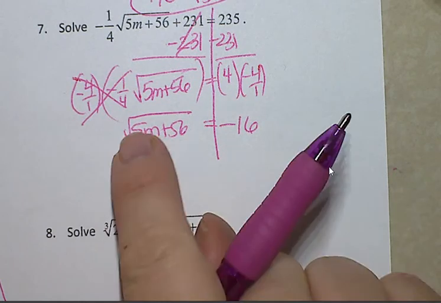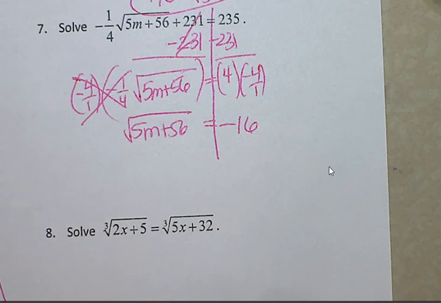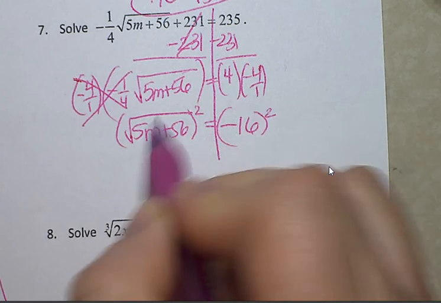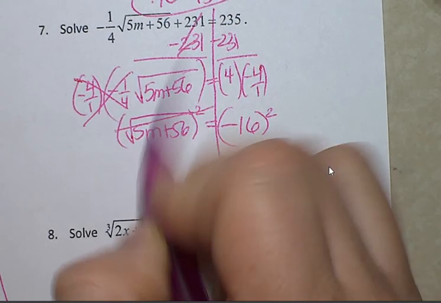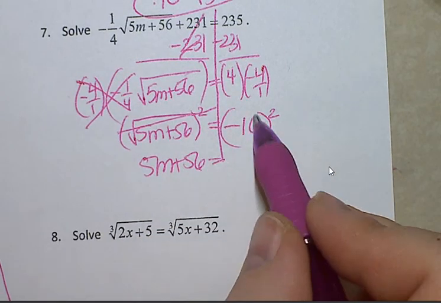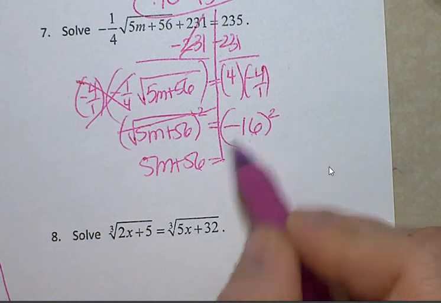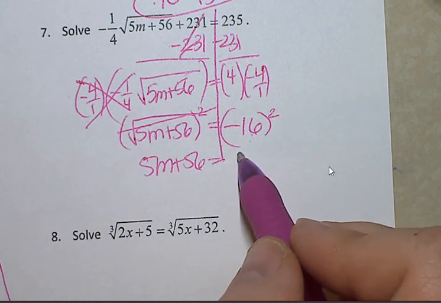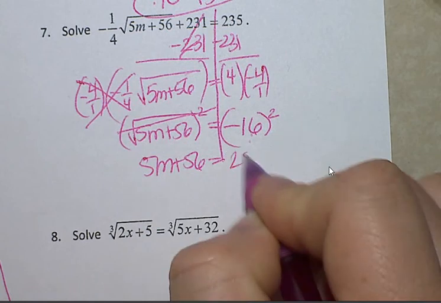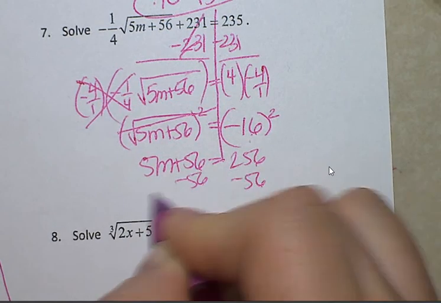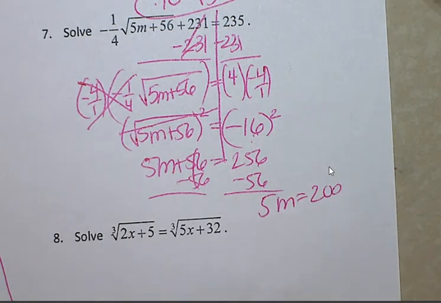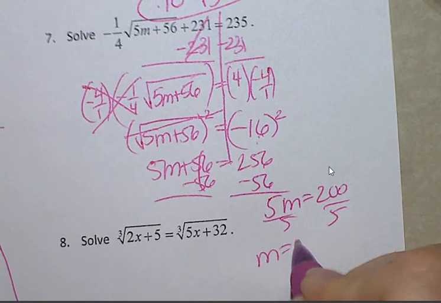This is a square root. You learned that to remove a square root or cancel it out, you square both sides. So I square both the left and right, and the square root and the square cancel. When you plug this into your calculator, you must put it in parentheses. If you don't put the negative 16 in parentheses, you're going to get the wrong answer. So negative 16 squared is 256. Now subtract 56 from both sides, and we have 5m equals 200. Divide by 5, and m equals 40.